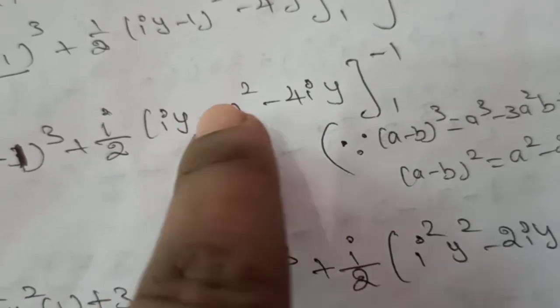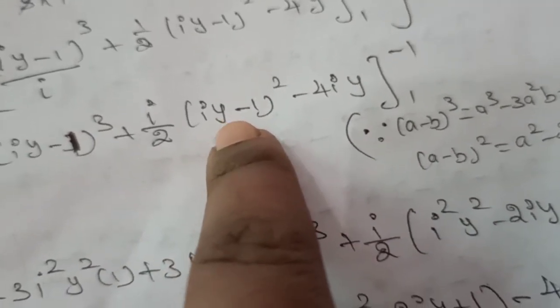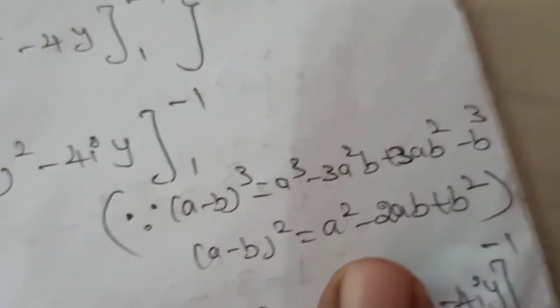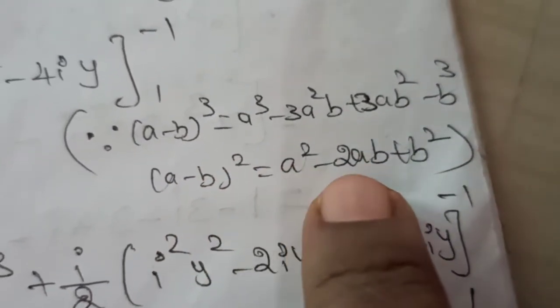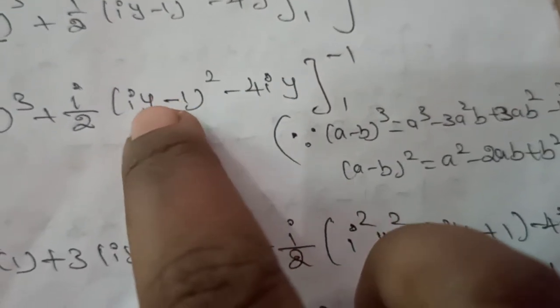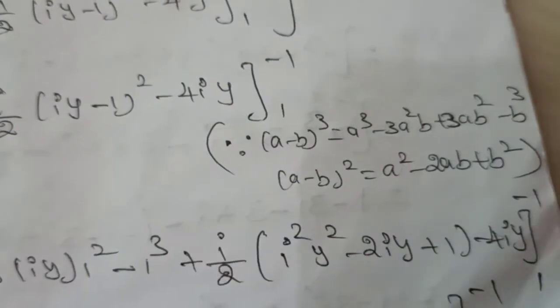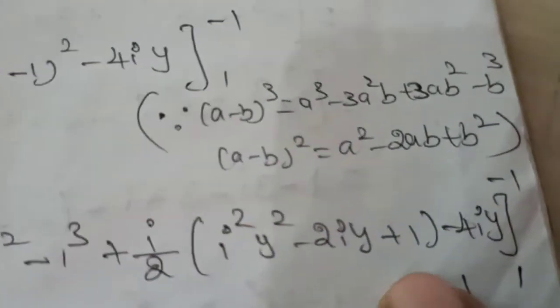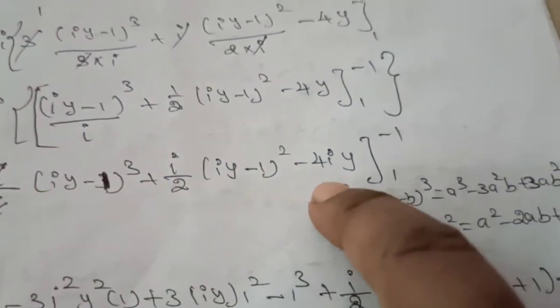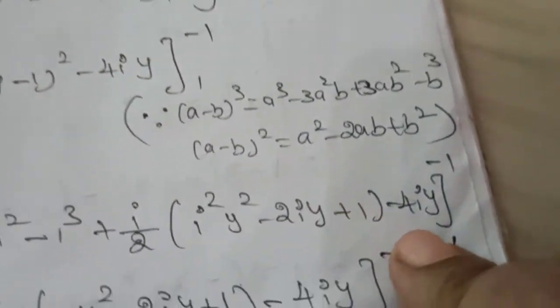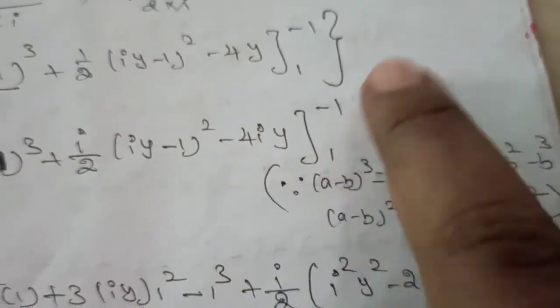Next go to the second term, i by 2 into (iy minus 1) the whole square. Use the formula (a minus b) the whole square, which is a square minus 2ab plus b square. Applying this formula: a square, that is i square y square, minus 2ab, that is minus 2iy into 1, plus b square, that is 1 square, which becomes 1, minus 4iy, the limits 1 to minus 1.